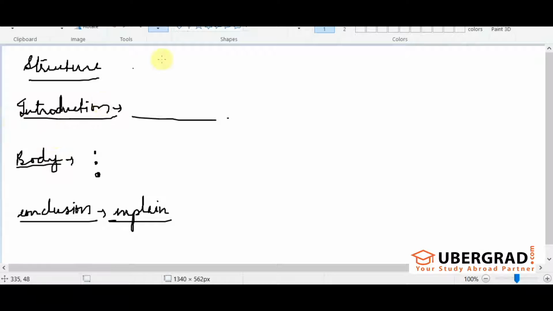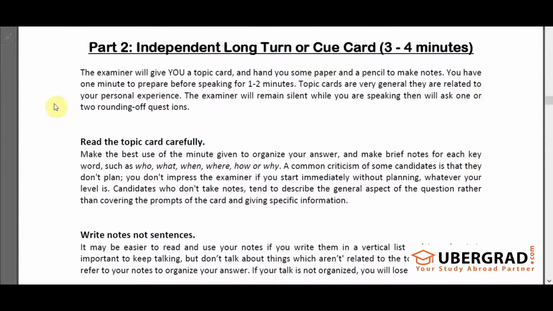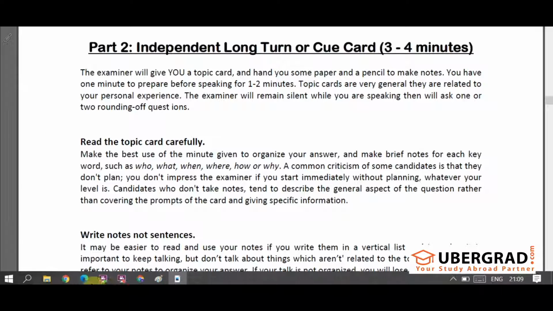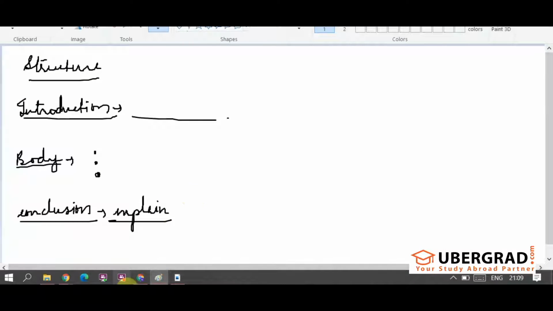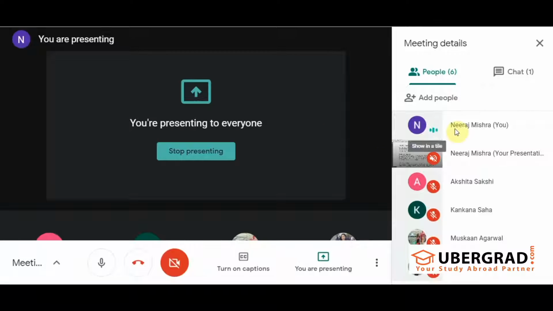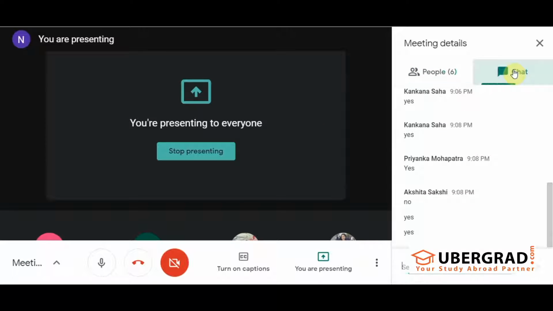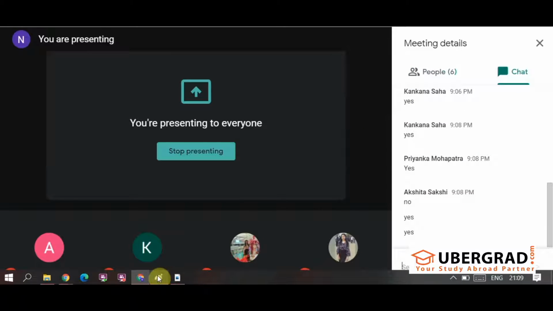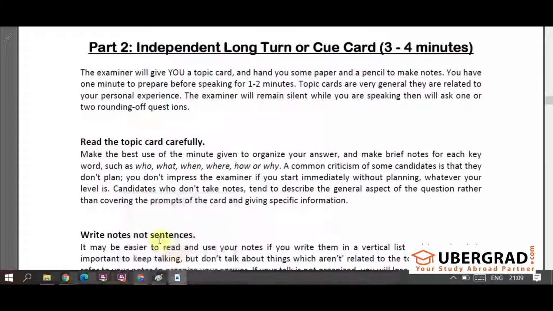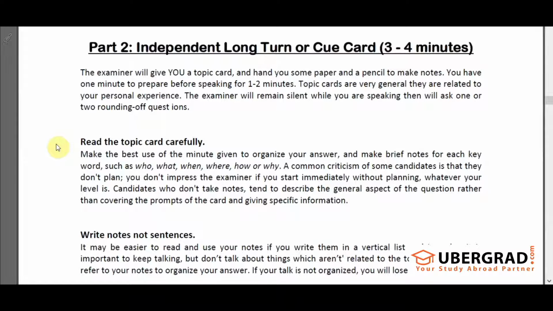So now let's see a few tips. The first thing is to read the topic card carefully. Reading the topic card carefully is very important, guys, because sometimes we do not understand the questions carefully, and therefore what we answer might not be related to what the question is asking. Many students make mistakes over here.